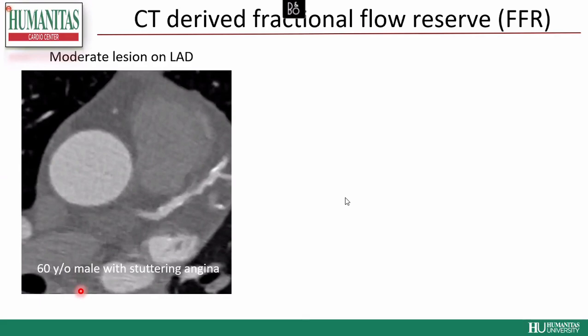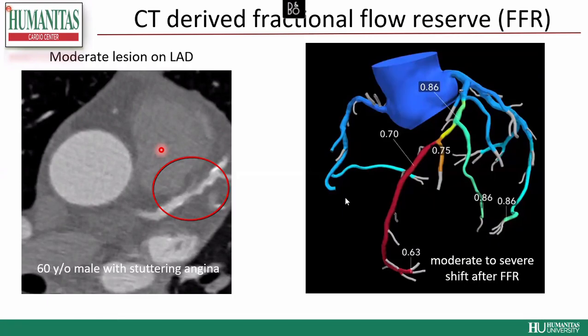60-year-old male with stuttering angina. You see we have a lesion here on this vessel, the left anterior descending artery. Visually, I would say this is something between 60 to 70%, but I'm not sure. We can do FFR here with, again, sending the images to the United States, so it's still a complex procedure.